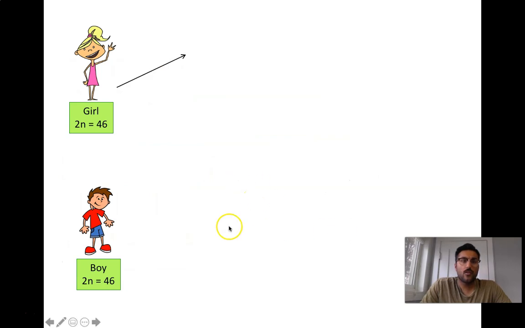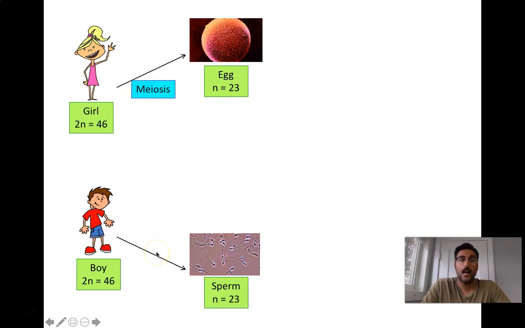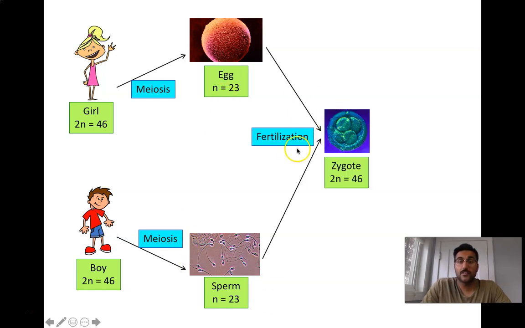So there you go. You have a girl, you have a boy, each with 46 chromosomes in their genome. The woman will eventually have eggs produced, which are haploid, half the genetic information, through meiosis. The man will have half the genetic information in his sperm through a process of meiosis, and then the two will come together in a fertilization event, and you'll get a zygote, which now has 46 chromosomes.